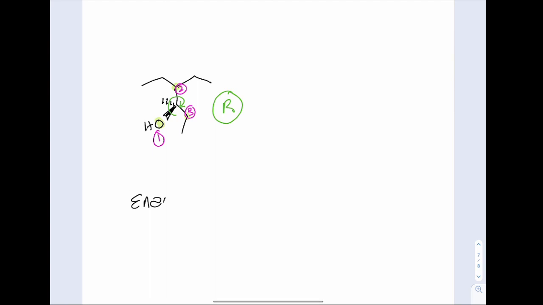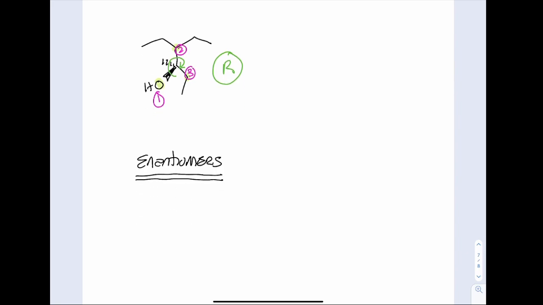So enantiomers, remember we said our enantiomers were our non-superimposable mirror images. Right? They're mirror images of each other, but we can't superimpose them, making them oriented differently in 3-dimensional space, making them stereoisomers. We said they're optically active, meaning that they can rotate light, right? They're chiral. And they have the same physical properties, but they're going to rotate light in opposite directions. They will also have opposite configuration. So if one enantiomer is R, the other enantiomer will be S.